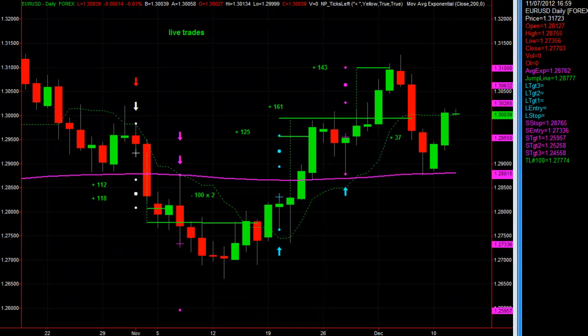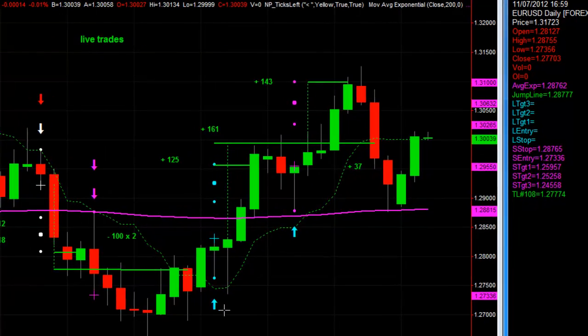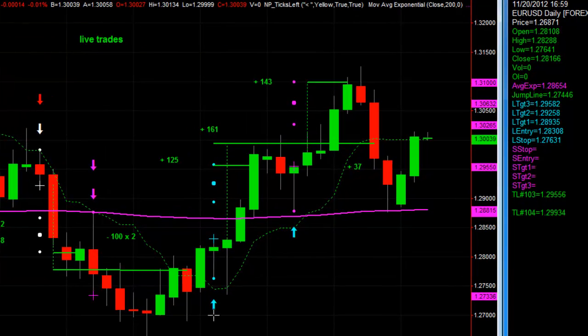A lot of activity in the Euro US. Two trades just closing out just the other day. A long trade that started back here on November 20th triggered in, zoomed up to full target for 125 pips in just 3 days, and then continued to trail on up.